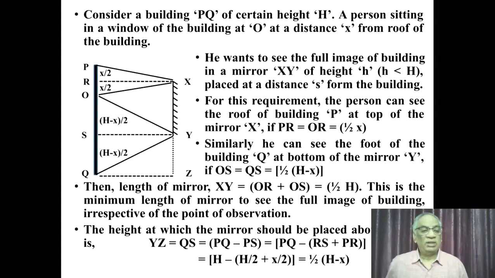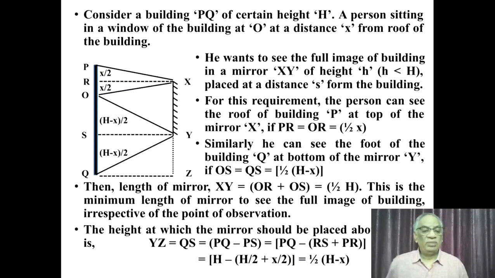So that angle of incidence is PXR, angle of reflection is OXR. Because both angles are equal, the PR distance is equal to RO, that is X by 2, X by 2. Similarly, for the light ray coming from the bottom part reflecting back from point O, the angle of incidence and the angle of reflection at the point Y are the same, hence OS is equal to OQ.